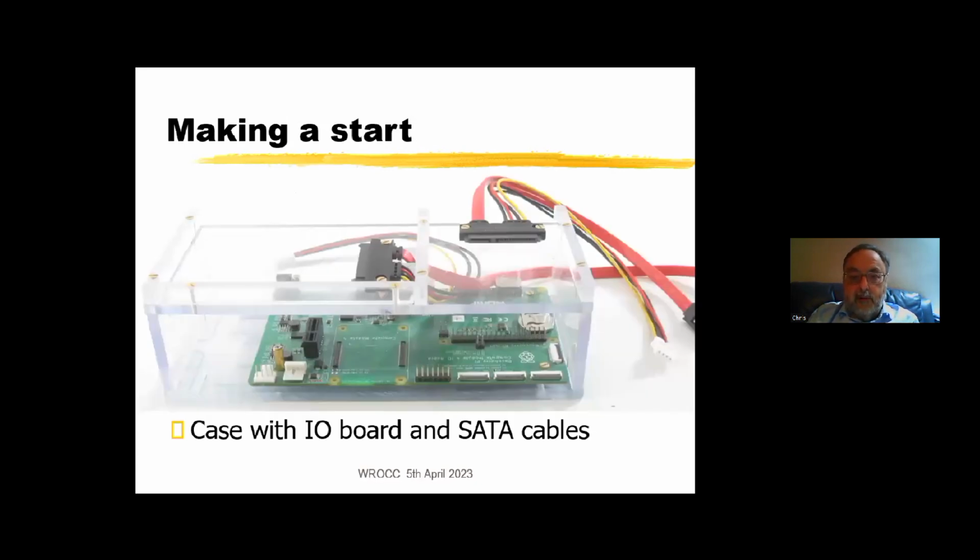So that's the sort. I always make my cases with polycarbonate. I've got some narrow, long sheets of polycarbonate in various widths, and I just cut it and screw it together with self-tapping screws. So there's the I/O board sitting in a partly completed case with two SATA leads, one for a removable drive and one for a drive that stays in place. You can see on there the PCI Express slot on the I/O board at the bottom left.